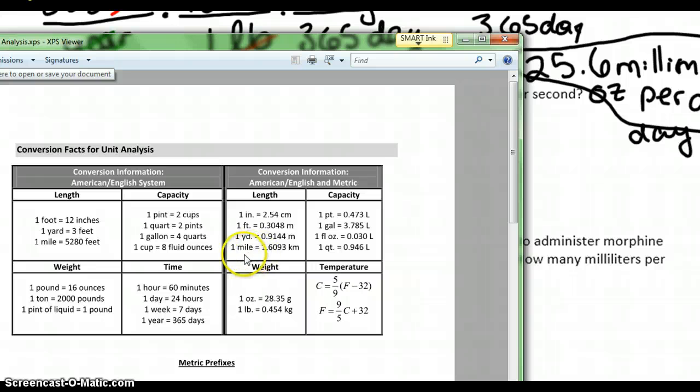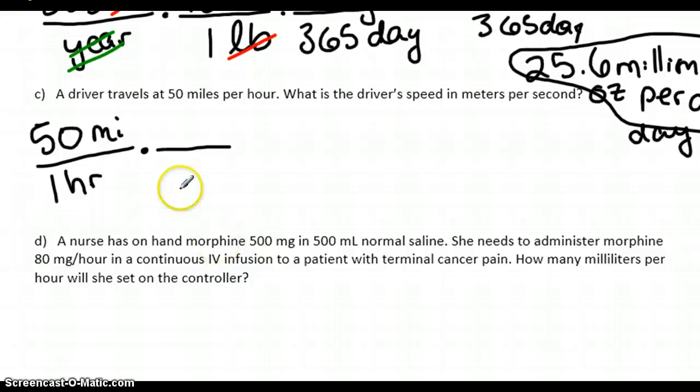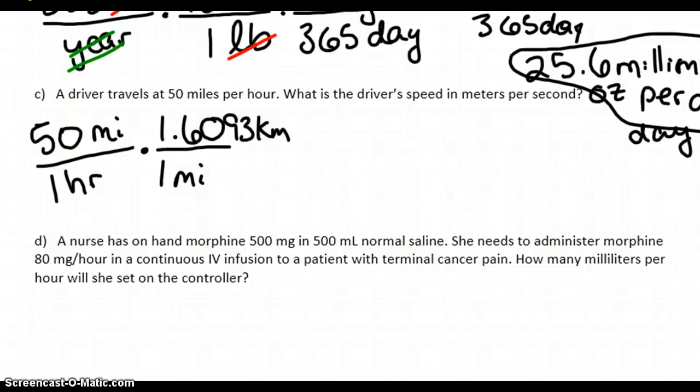Now I've got miles into kilometer, so I'm going to do that one right here. Miles into kilometer. Then we're going to have to go from kilometers into meters. So 1 mile is 1.6093 kilometers. Okay, so 1 mile, again, is 1.6093 kilometers. And again, I can see miles and miles cancel, so those are in the right places.